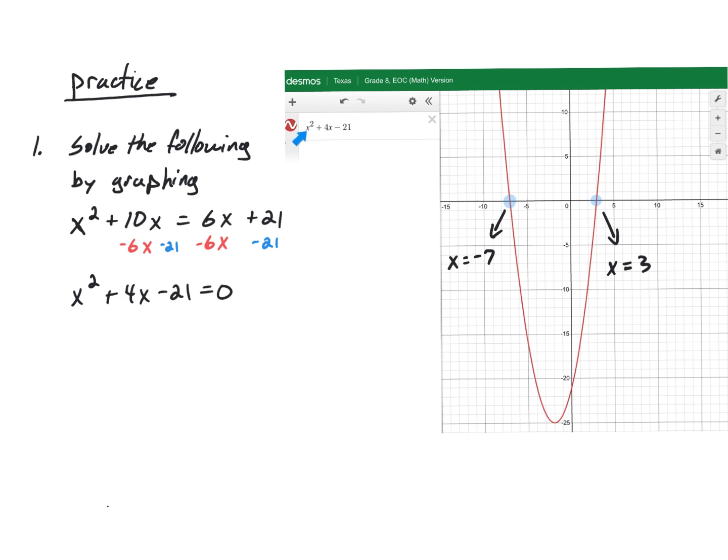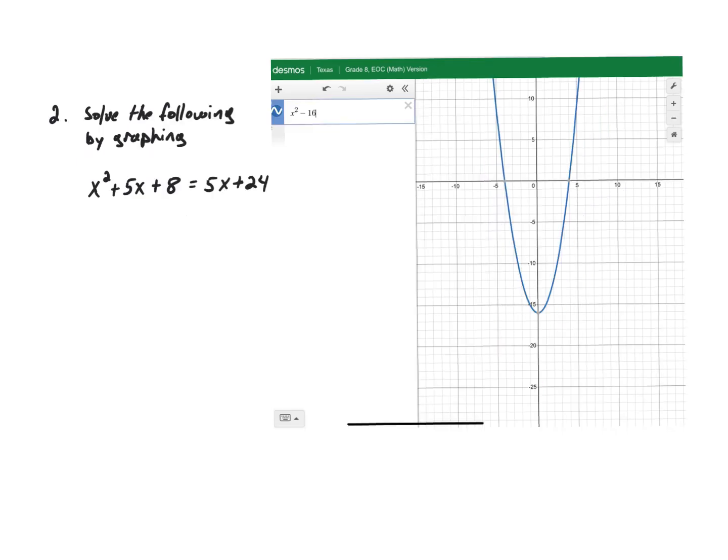So when we put it in, x squared plus 4x minus 21, we see a diagram of the graph, and it crosses the x-axis at -7 and 3. Those are the solutions to this quadratic equation. X equals -7 and x equals 3. Let's take a look at one.